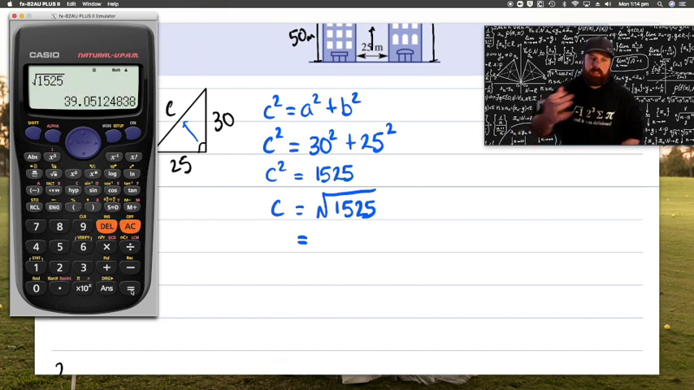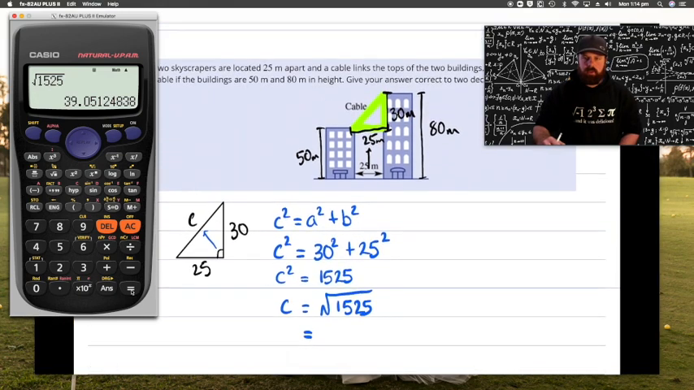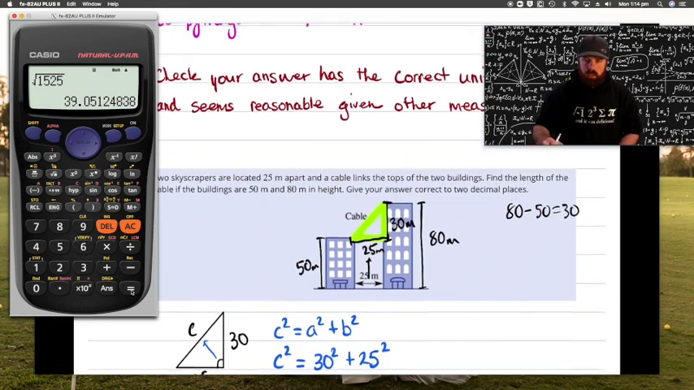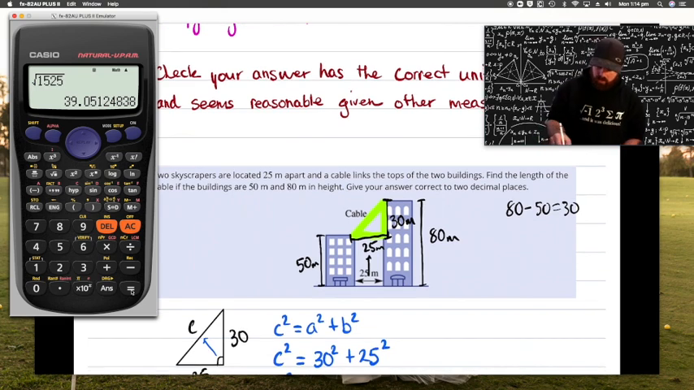It's equal to, and here we go, we've got an issue. We have lots of ugly decimal places. Remembering that if I wanted an exact answer, I'm just going to leave it as the square root of 1525. That's okay if I want the exact answer. But if we go back up to our question, it asked us to round it to 2 decimal places.